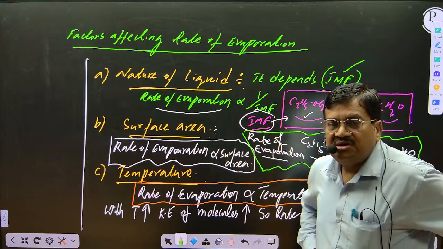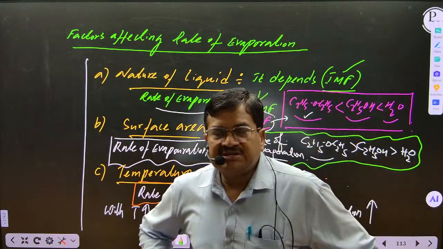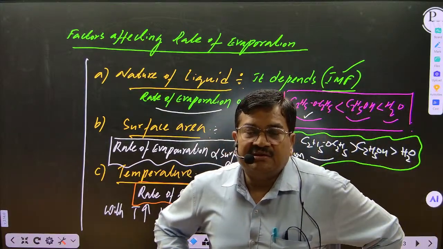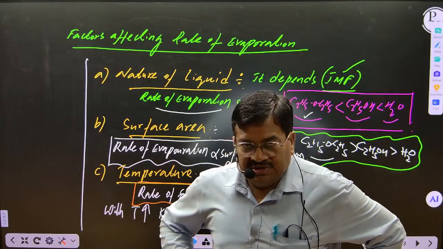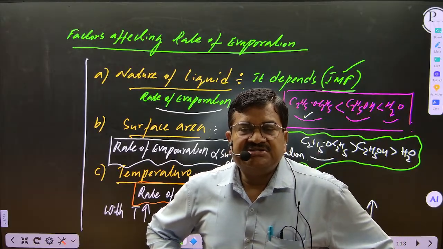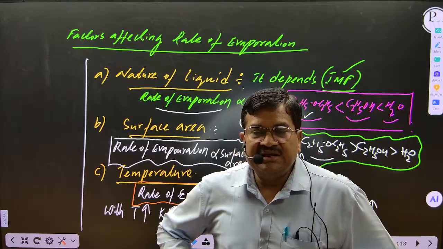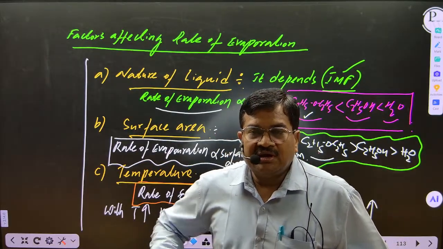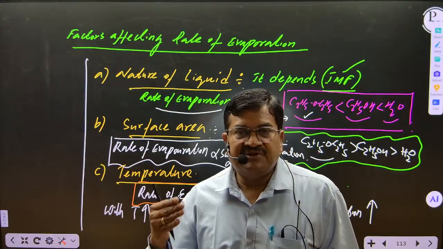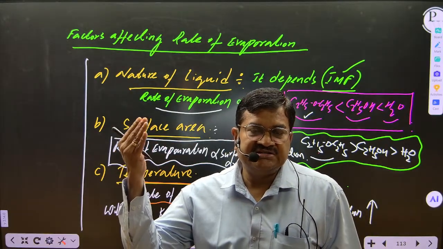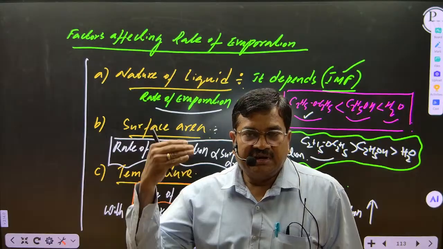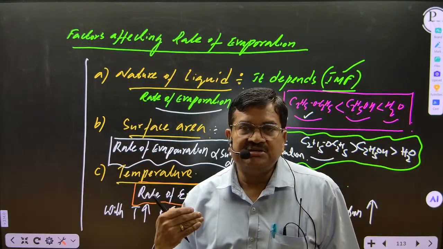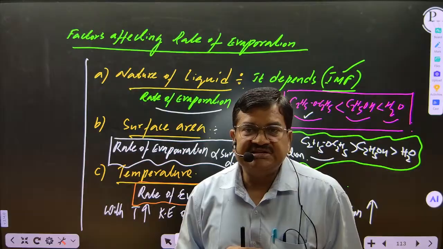Clear, understood. Now we go to the next concept, condensation. Till now we studied evaporation. Next we have to study condensation. What is meant by condensation? It is just the opposite of evaporation. Evaporation means conversion of liquid into vapor. Condensation means the opposite: the return of gaseous molecules into the liquid state is called condensation.